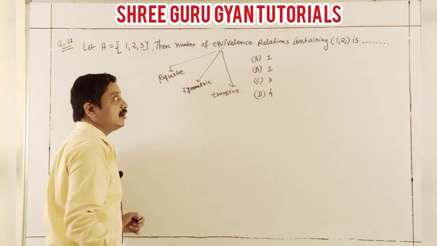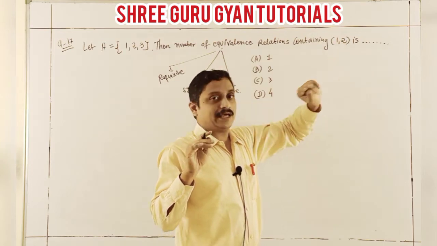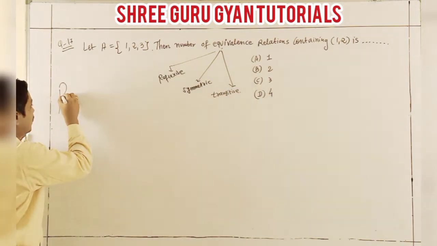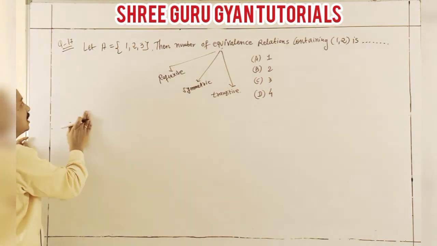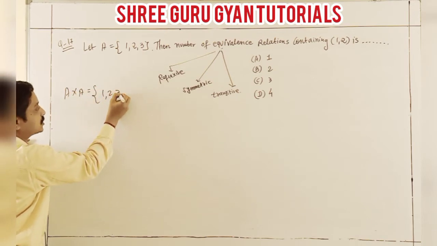And then we can say equivalence relations. Students, first of all I will explain the types of relation. Here, before relation, I first show A cross A. You can easily understand what I did here.